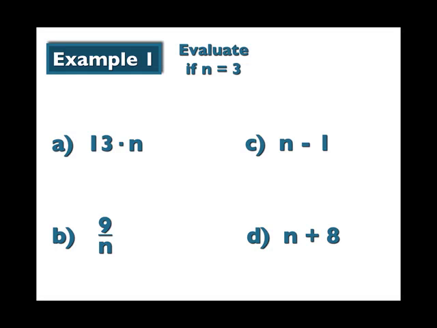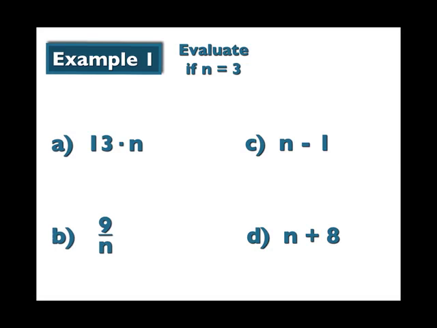Okay. If you put 3 in letter A, 13 times 3 is going to wind up being 39. For letter B, we have a division problem. 9 divided by 3 is 3. The next one, n minus 1, would be 2, because 3 minus 1 is 2. And the final one would be 11, because 3 plus 8 equals 11. This is evaluating. We're substituting the number in for the letters, for the variables.